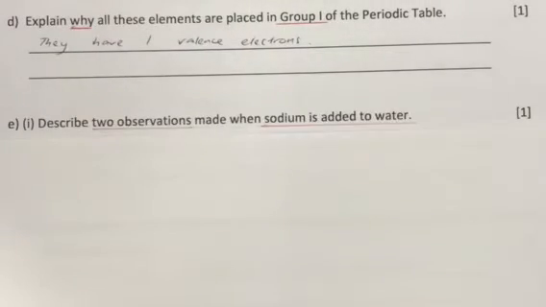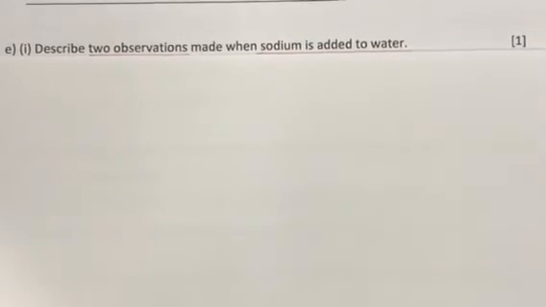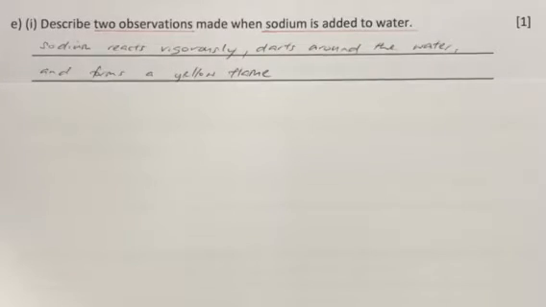For the next part, describe 2 observations made when sodium is added to water. So we know that sodium reacts very vigorously. So we write: sodium reacts vigorously, darts around the water. And also with sodium, you see a flame, and you see a colored flame. And the flame color you need to remember is yellow. So sodium is the one that burns with a yellow flame. Lithium burns with a red flame, and potassium burns with a lilac flame.